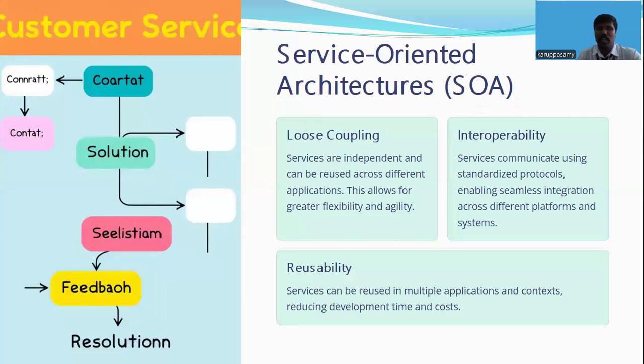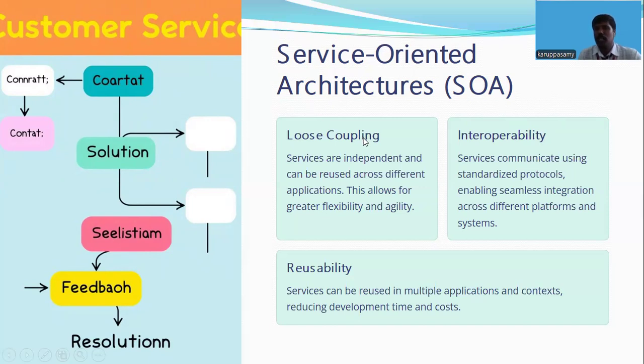And then the service-oriented architectures. Here, the services are in the form of loose coupling, interoperability, and reusability. What is meant by loose coupling? Loose coupling denotes that the services are independent and can be reused across different applications. This allows for greater flexibility and agility. Therefore, with the help of loose coupling, we can do all these things.